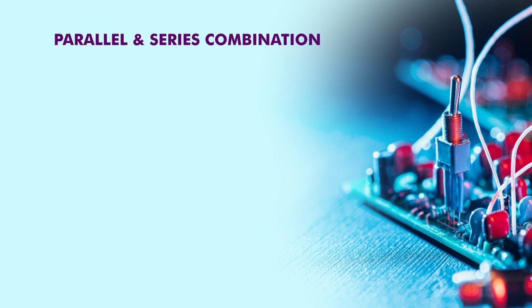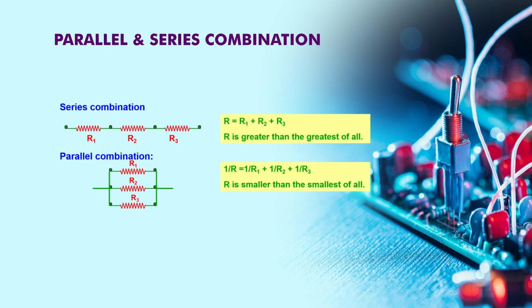Now the resistance can be made in the parallel and the series combination. Parallel and series combination are the two common ways for connecting the electrical components in a circuit. So let's discuss the series combination. In a series circuit, components are connected end to end, creating a single path for the current to flow. The same current passes through each component in the series.